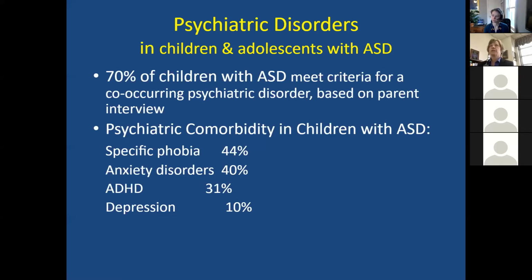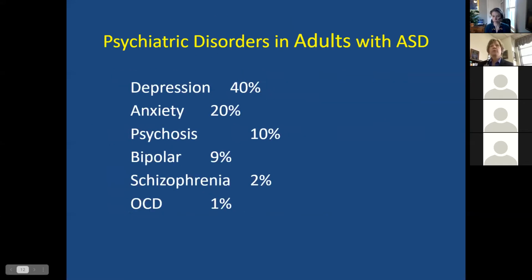So if you're getting your information on patients who are in school, and also people who respond to these kinds of surveys, sometimes they are more likely to respond if they have co-occurring disorders possibly. But ADHD is common, depression is 10%, so significant, but the majority of children with autism will not have depression. And next slide. Now we move to adults.